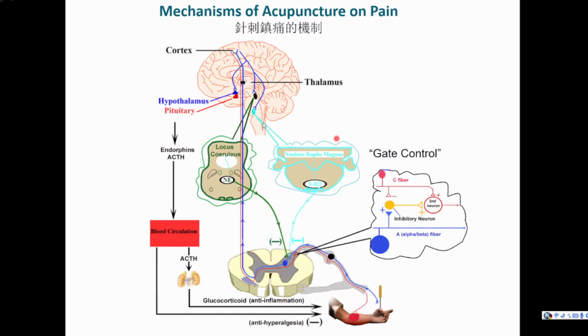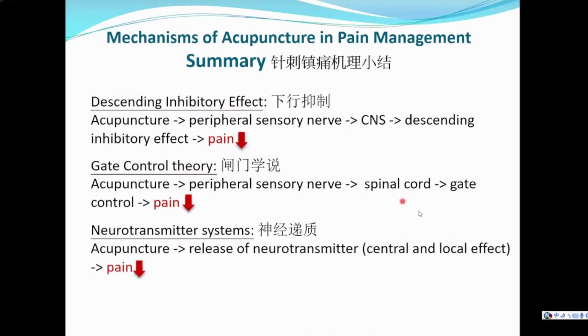Okay, so multiple areas, according to all the research papers that have been published. This is a summary of all the research papers. So in summary, there are three major mechanisms of acupuncture. So it's easy for you to understand, simplified. Okay, the first one, descending inhibitory effect. Acupuncture can stimulate the peripheral sensory nerve, which projects into the central nervous system and triggers the activation of the descending inhibitory effect down there. So then the spinal cord pain is decreased, blocked.